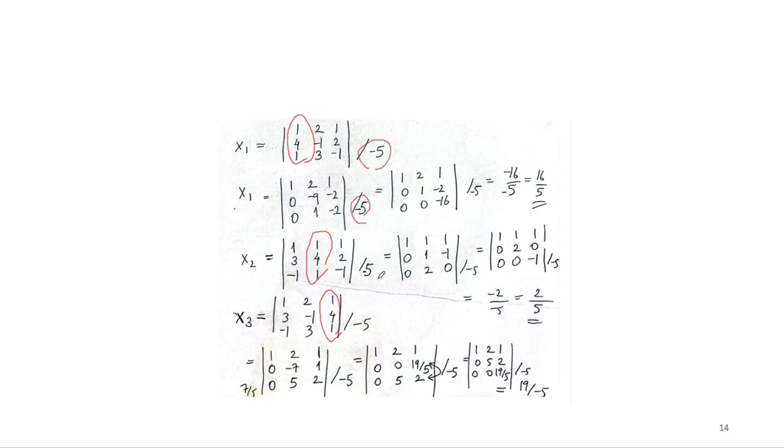Minus 5, minus 5. And if we do these calculations, that gives us 16.5 and 2 over 5 as the x1 and x2 values, and then x3 equals minus 19 over 5.